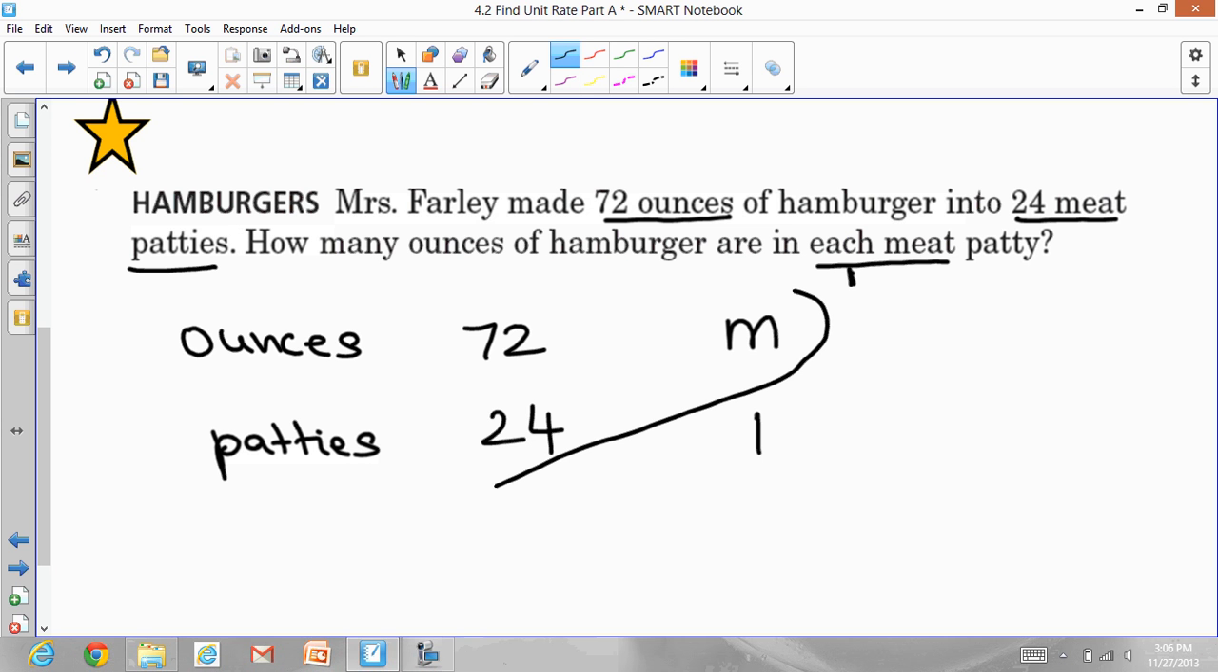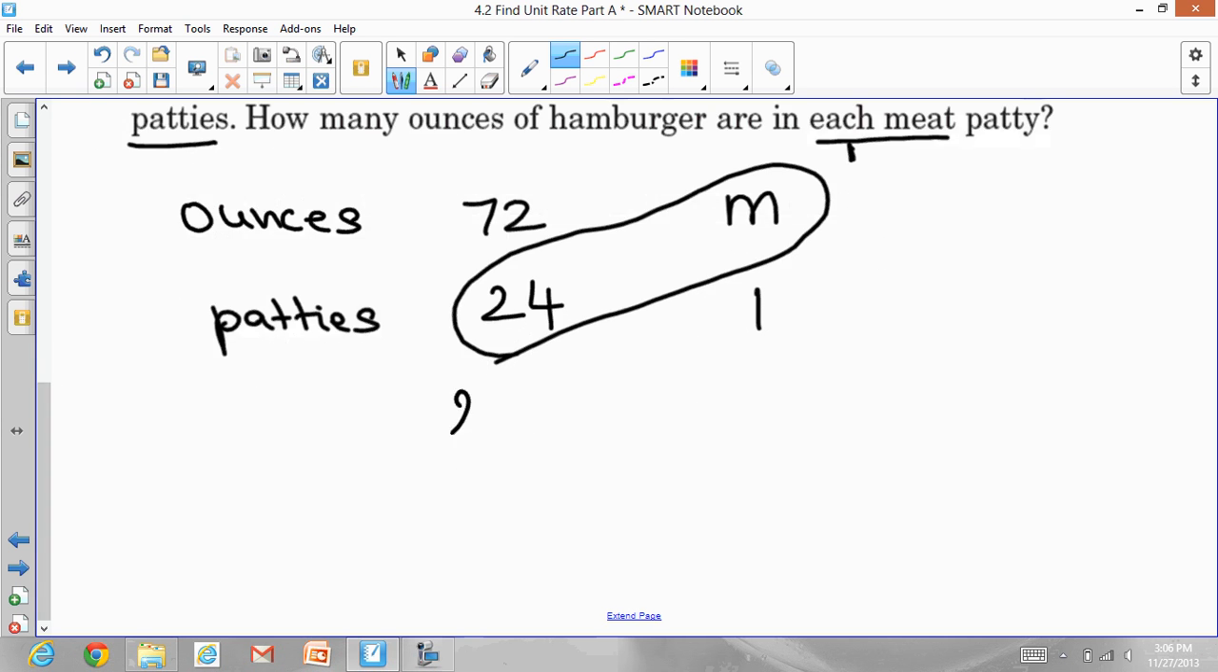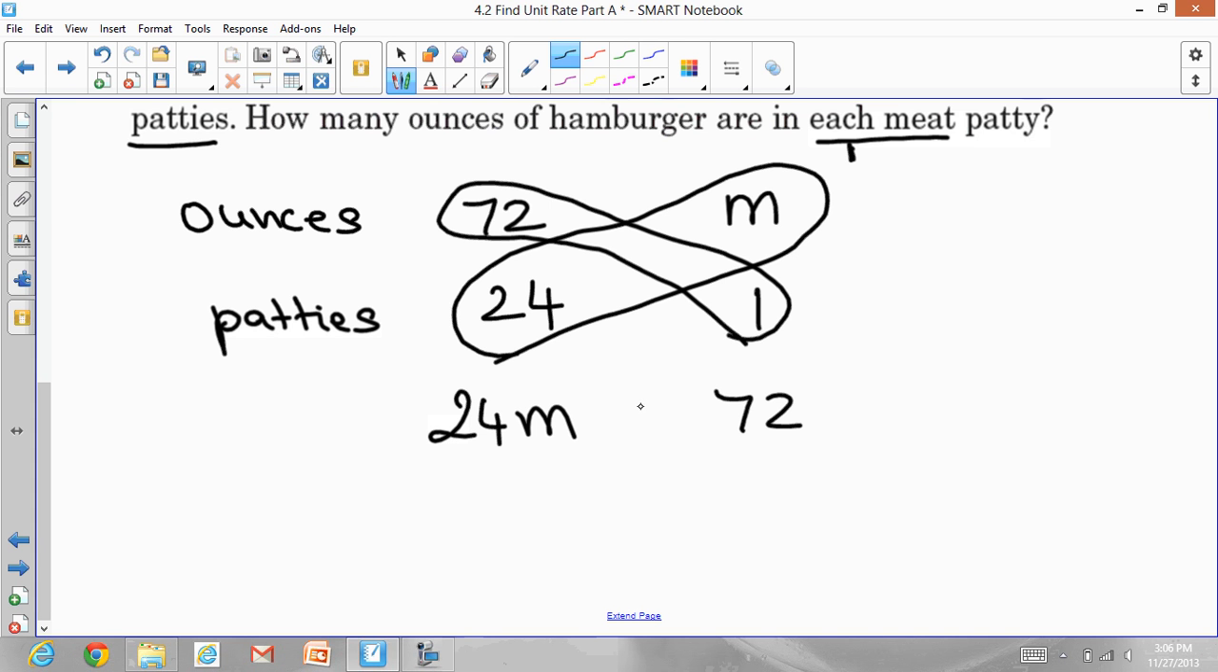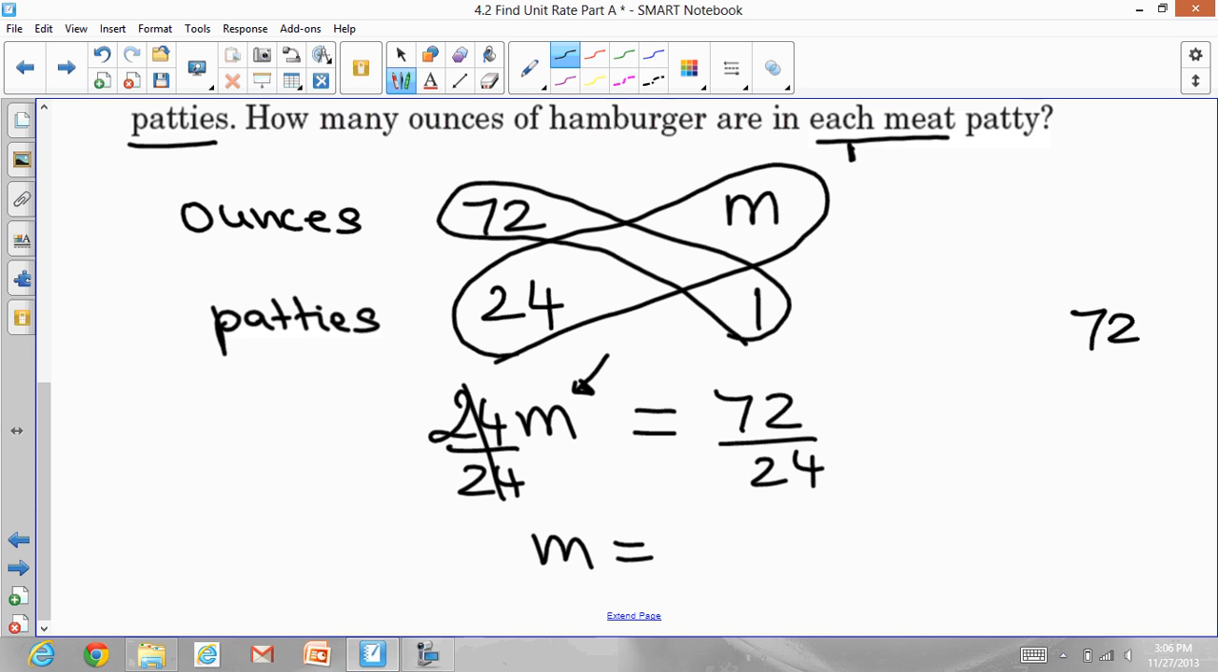So 24 crosses and multiplies M to give me 24M. 1 crosses and multiplies 72. 1 times 72 is 72. Make sure that you put the equal sign in the middle. And keep in mind you want to find M. So divide by 24 here and divide by 24 here. So you get rid of this. 24 and 24 cancels out. You get M equals 72 divided by 24.